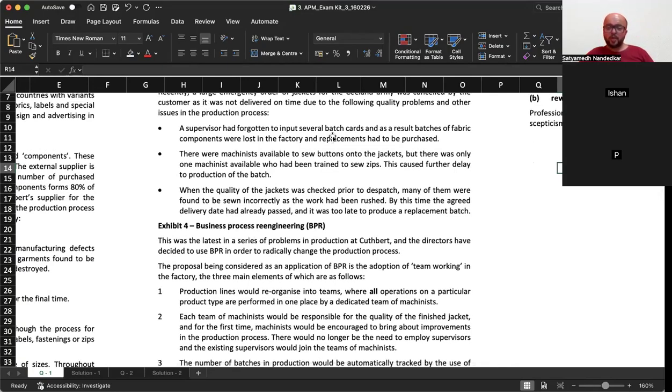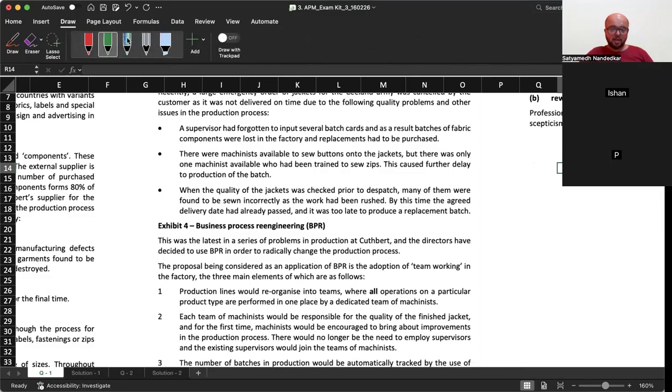The supervisor had forgotten to input several batch cards. What was the issue with this? Identify the issue. He forgot. Forgotten to input several batch cards, and as a result batches of fabric components were lost.